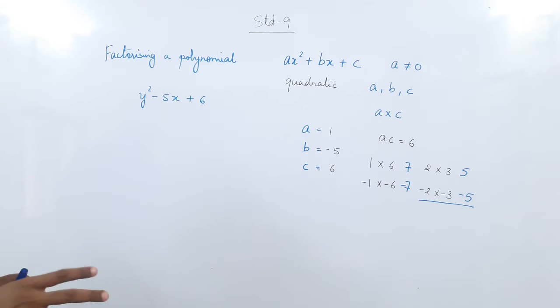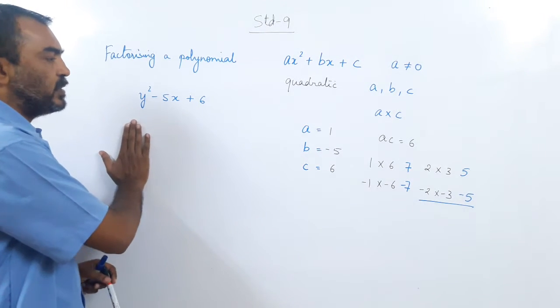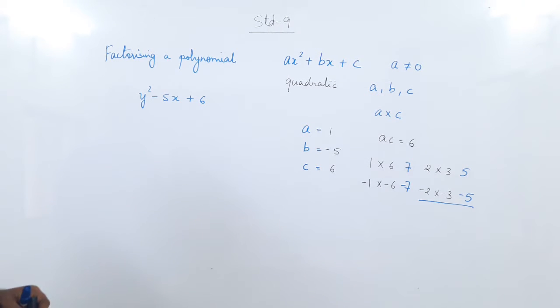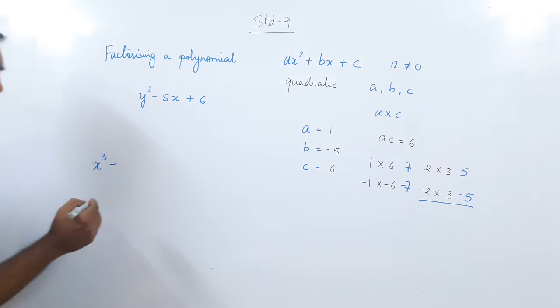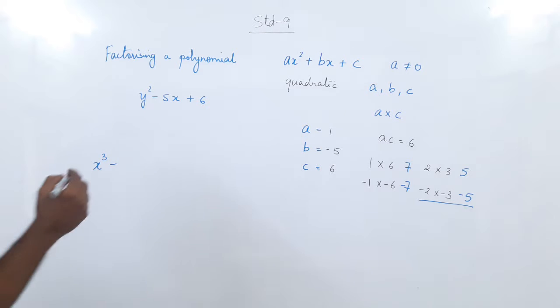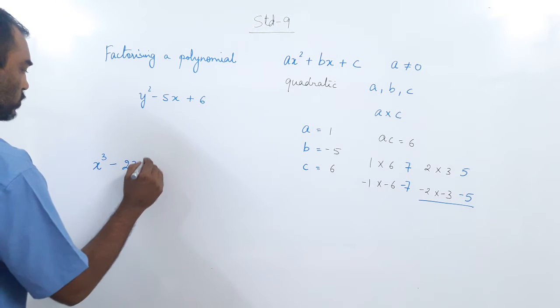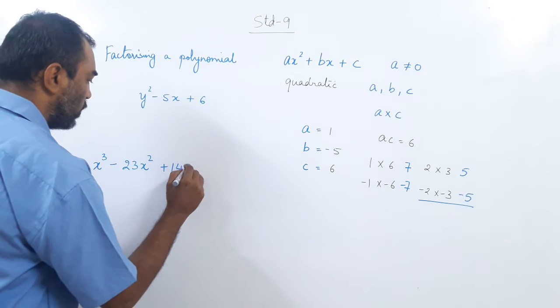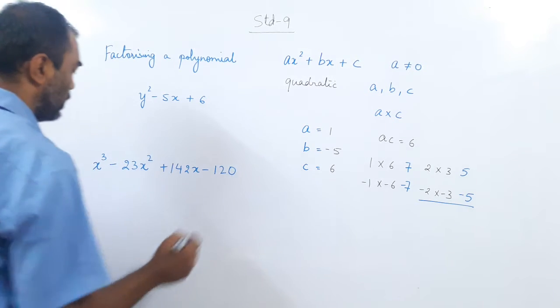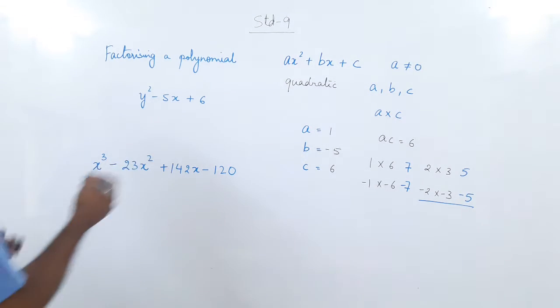Now yesterday we did splitting the middle term and this method is very good, but you will see very shortly that if our sum is not of this nature but it is a cubic polynomial, so let me write a cubic polynomial on the board. x cube minus 23 x square plus 142x minus 120.